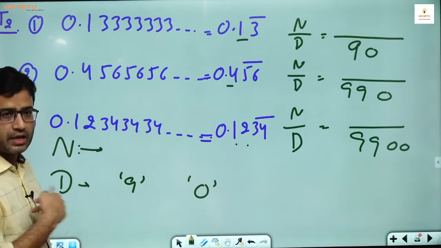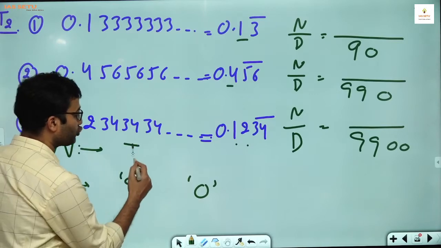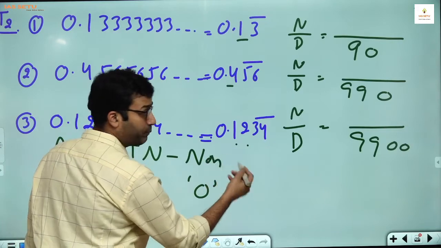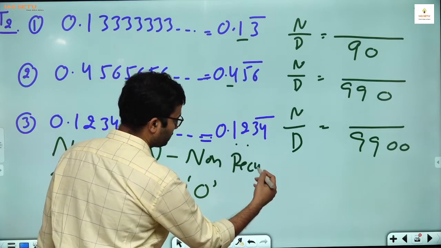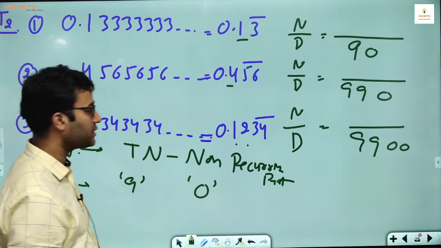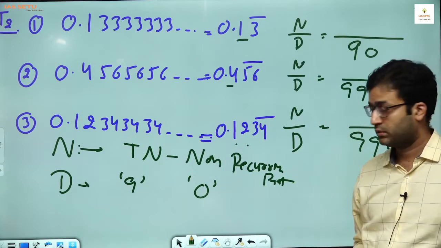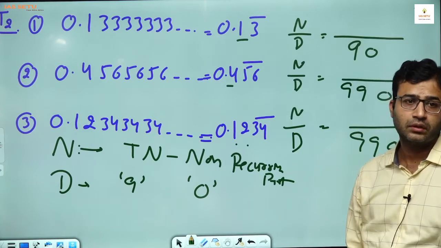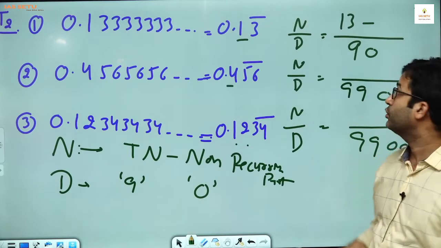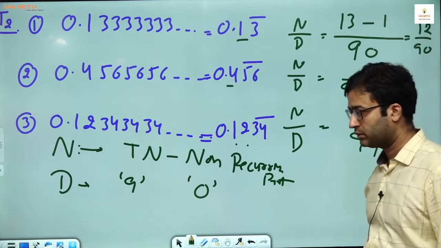I will take 2 more questions. I will solve, then I ask you 3 questions step by step. Numerator. Numerator is total number minus non-repeating part, or you can say non-recurring part. You can write: numerator is total number minus non-recurring part. Total is 13 and what is not repeating? 1. So minus 1. Your answer is 12 by 90. Simplify, वो आपका काम है.